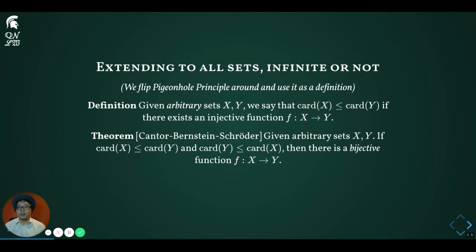This notion of cardinality is in some sense the correct one for measuring size, thanks to a theorem due to Cantor, Bernstein, and Schroeder. Given arbitrary sets X and Y, if we know the cardinality of X is no bigger than that of Y, and also vice versa, then there is a bijective function f from X to Y. Let's talk a bit about this theorem.